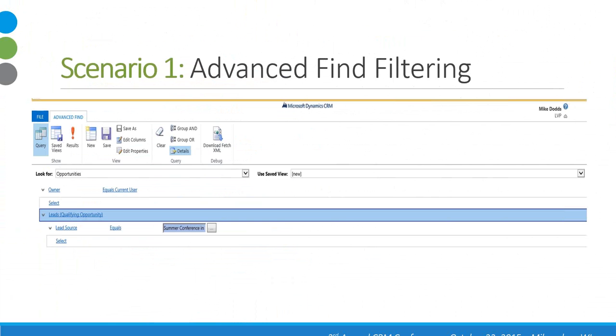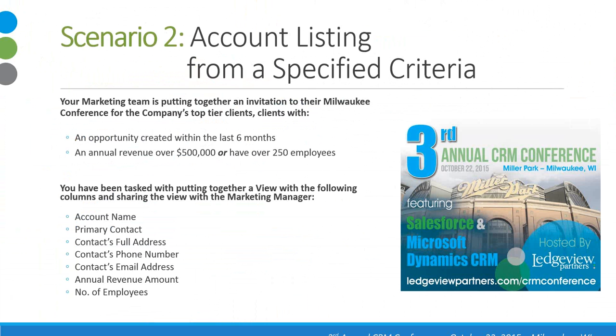And as always, throughout this presentation, you'll see that my advanced find filtering for each scenario is saved in a separate slide. So we're going to move on to scenario 2, which is an account listing from a specified criteria. Your marketing team is putting together an invitation to their Milwaukee conference for the company's top tier clients. These are clients with an opportunity created within the last 6 months, an annual revenue over $500,000, or have over 250 employees.